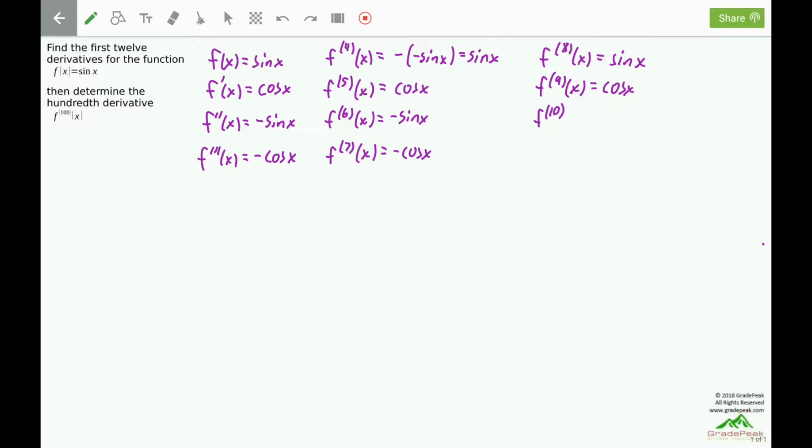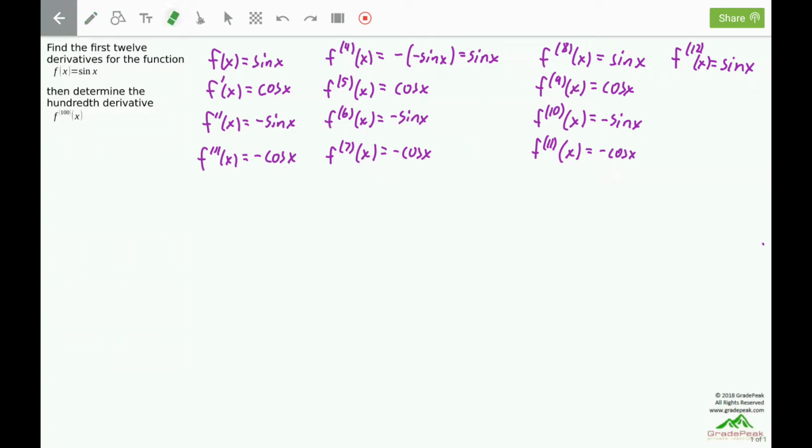The 10th derivative will be just like the second and sixth derivative, negative sine x, and then the 11th derivative will be just like the third and seventh derivatives, and that'll be a negative cosine x. And by the 12th derivative, we will be once again starting the pattern over, and it goes back to the sine of x.